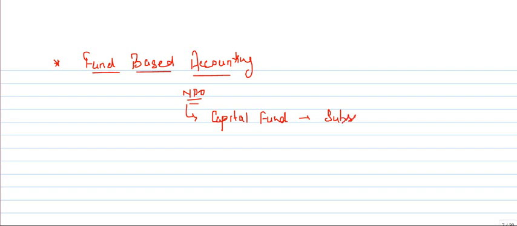We have discussed the capital fund, right? Now, if we talk about the NPO, there can be various funds. One is the capital fund, that is the main fund. This comprises subscriptions plus entrance fee plus surplus. This is the main fund.